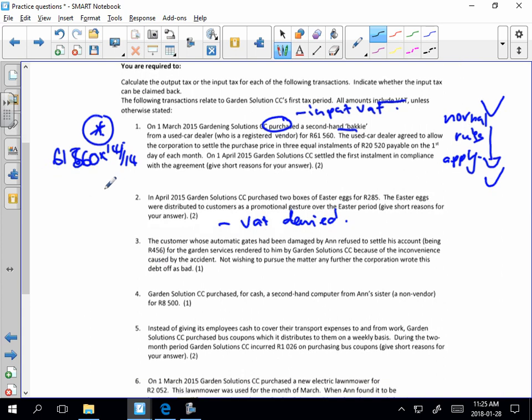All right, let me flip things a bit. Let us say these are guys in garden services. So these guys purchase 10 rakes. They use them for the garden services. Everyone comfortable? Can you claim VAT on the rakes? Yes or no? Yes. Now, let's say for promotional purposes, we give away two rakes. Will you still be able to claim input VAT on the two rakes?